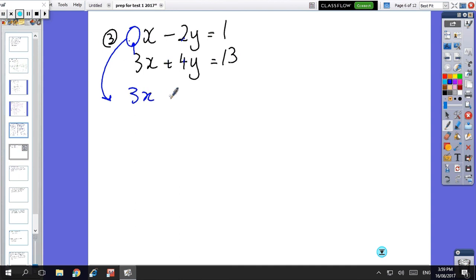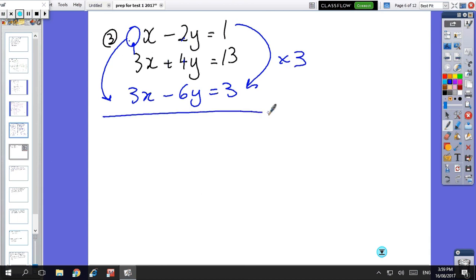So triple, triple, triple. I've taken that first equation and just tripled all the numbers. Now I'm going to subtract, because these have the same sign. So 3 minus 3 is nothing, 4 minus 6 equals 10, 13 minus 3 equals 10. So 10 over 10 equals 1.